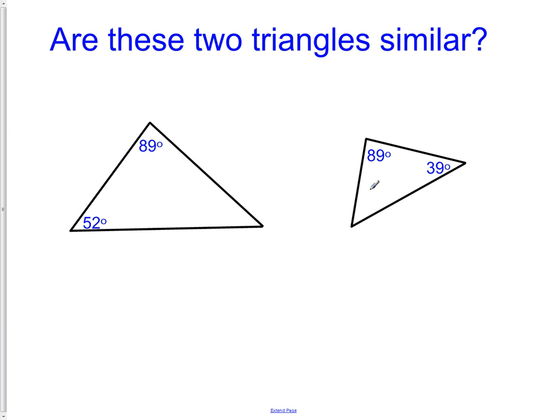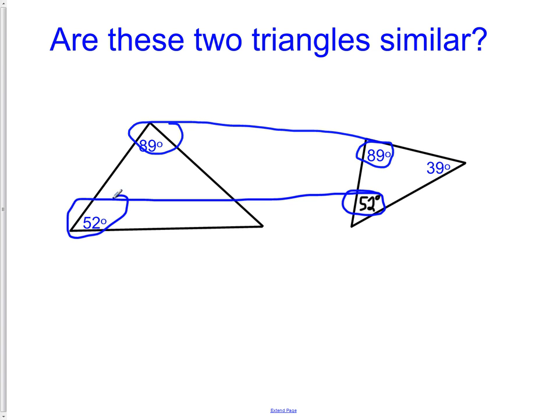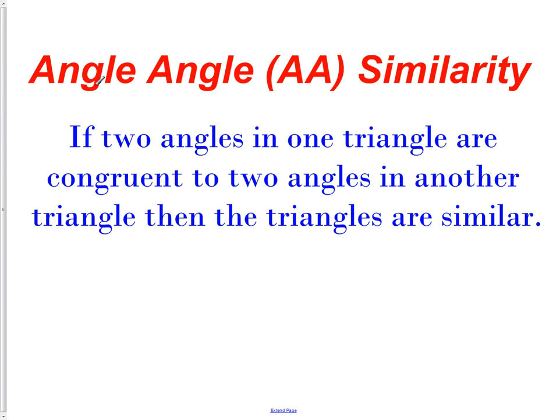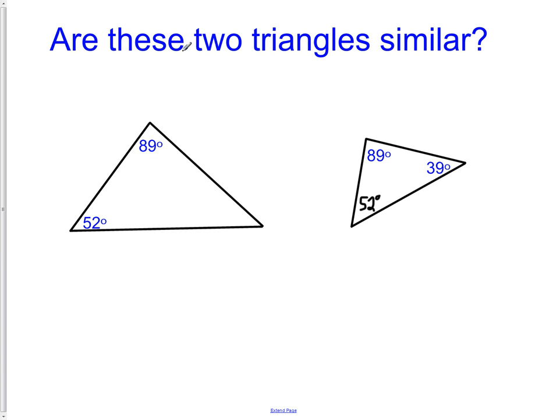Since it's a triangle, we know that the angles of a triangle must add up to 180 degrees. So if we subtract that from 180, we're going to get that this angle that's missing would have to be 52 degrees. We actually do not have to go any further. We have the angle with an 89 matched up to the angle with the 89. We have the angle with the 52 matched up to the angle with the markings of 52. We have angle-angle similarity. So we have enough information to say yes, these two triangles are similar.